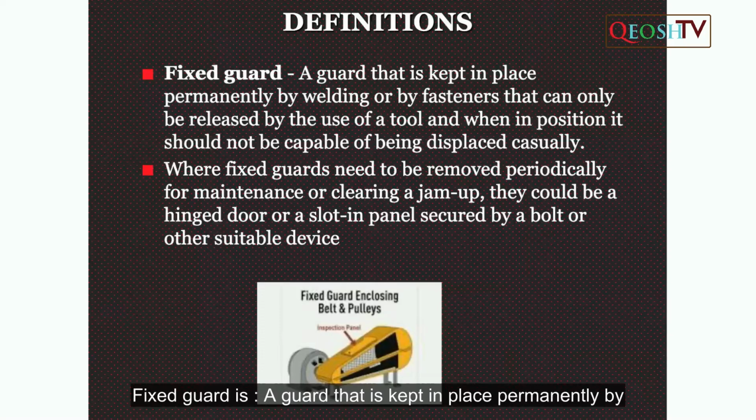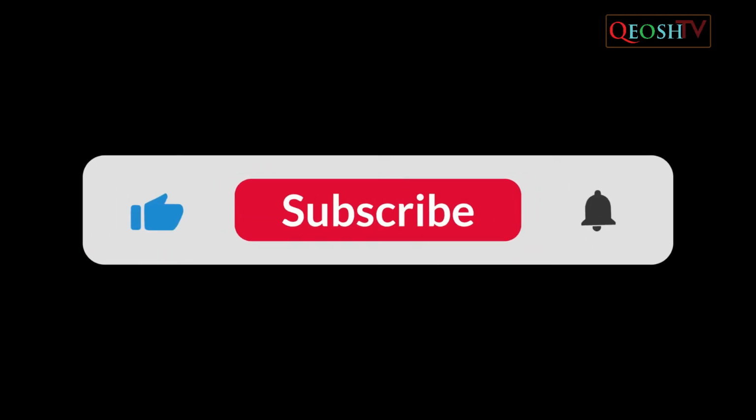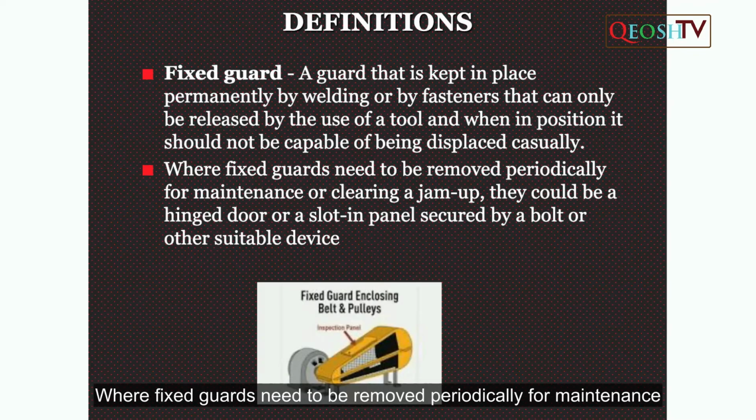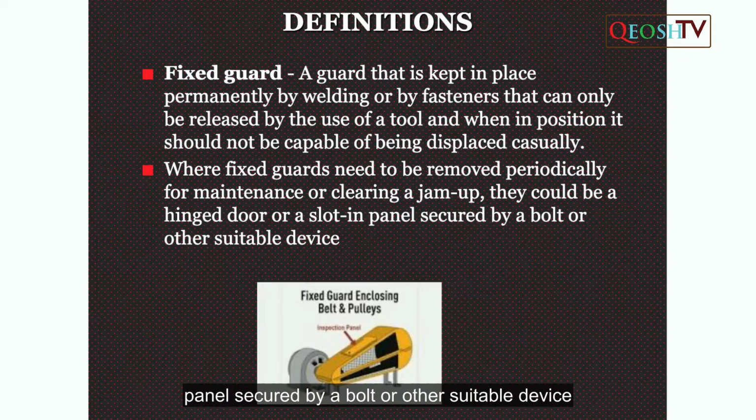A fixed guard is a guard that is kept in place permanently by welding or by fasteners that can only be released by the use of a tool, and when in position it should not be capable of being displaced casually. Where fixed guards need to be removed periodically for maintenance or clearing a jam-up, they could be a hinged door or a slot-in panel secured by a bolt or other suitable device.